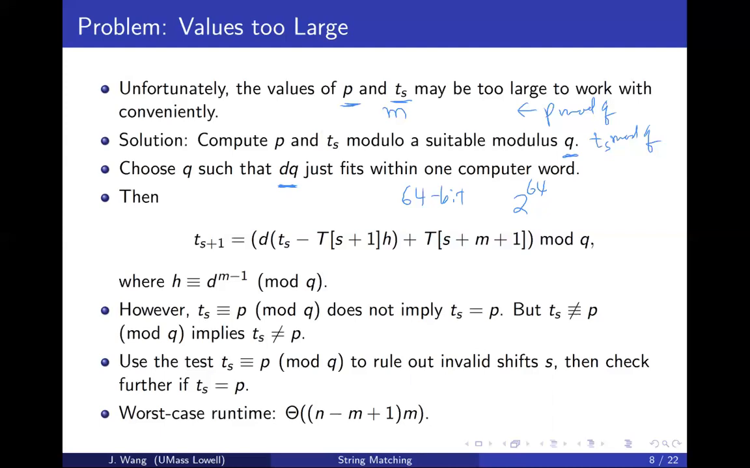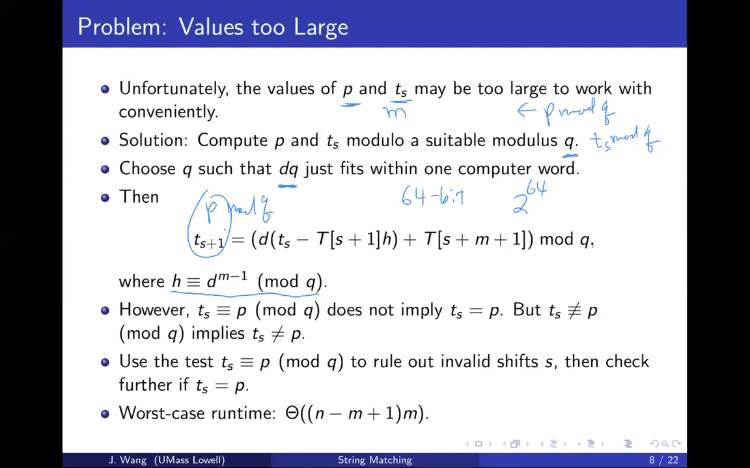then as we said earlier, TS plus 1 is equal to D times (TS minus TS plus 1 times H), and H here is congruent to D to the n minus 1 mod Q, and then plus TS plus n plus 1 mod Q. So then we use this to compare with P. So we compare, and this is of course the modular Q. So after that we compare them.